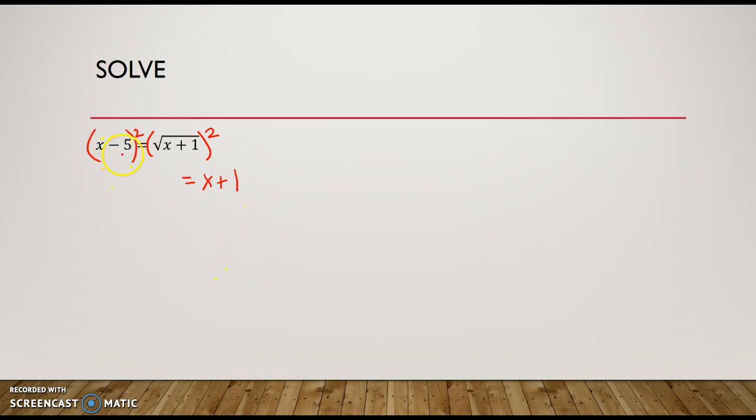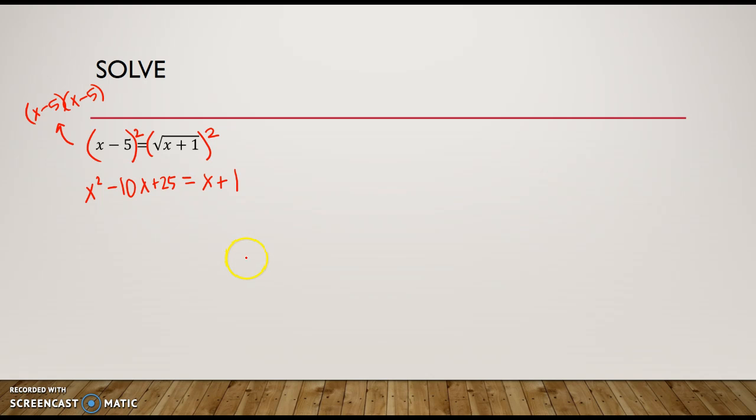Now remember, this is a binomial. I've got a subtraction in there, so I cannot distribute the square. I have to multiply. Remember, this is x minus 5 times x minus 5. So you can FOIL, or you can box, or you could just use our pattern. Remember, it's the opposite of completing the square. So I know that x minus 5 squared would be x squared minus 10x plus 25.